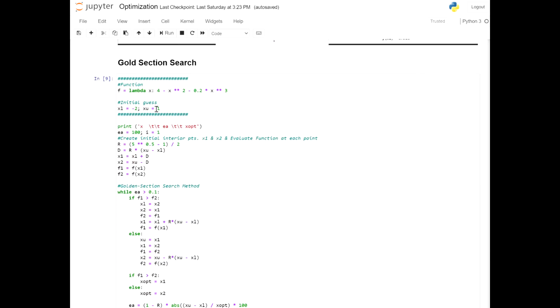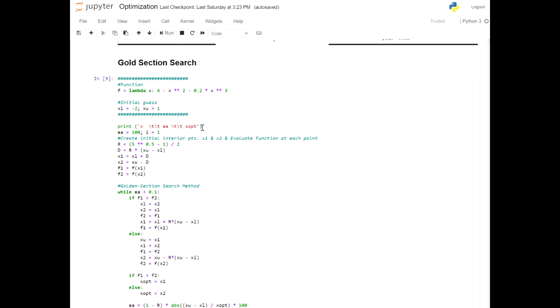So the first thing that we're going to go through, we're going to define the function that we're interested in. Basically, it's 4 minus x squared minus 0.2x cubed. And then, since we're initially looking for a maximum, my initial guesses are -2 and 1. So this bracket contains the maximum that I have at 0. Here, these are a few initializations.